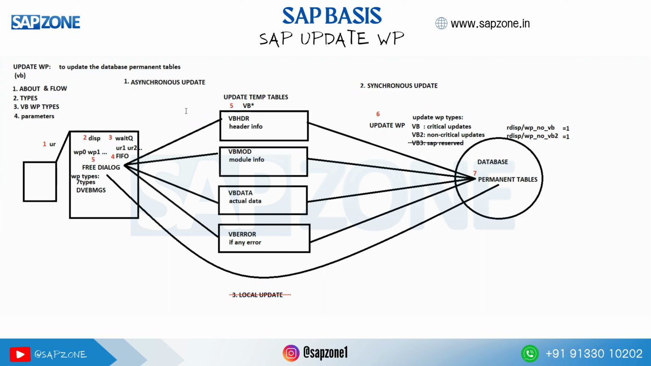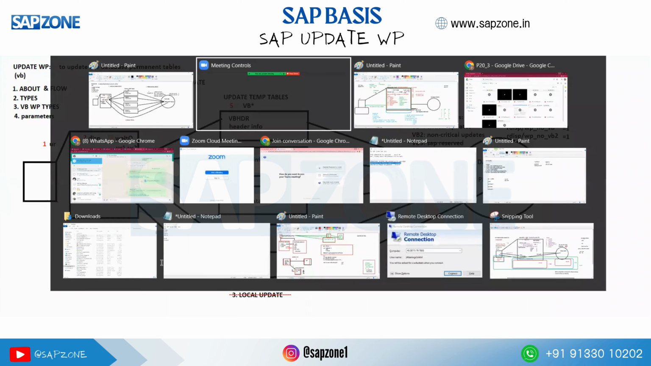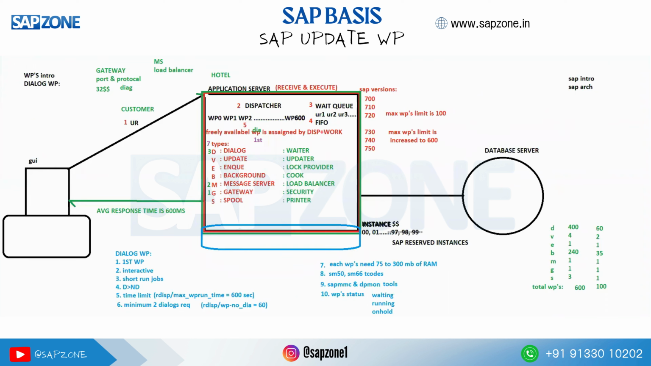The dialog work process, which we discussed yesterday, has a time limit. It handles short-run, interactive requests. One more point I missed yesterday: it is a multiplexing work process. At a time, it will handle 5 to 10 users.